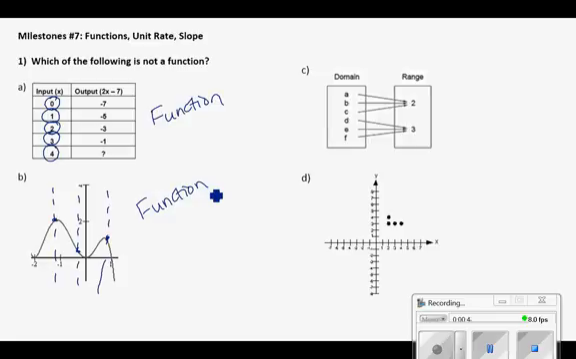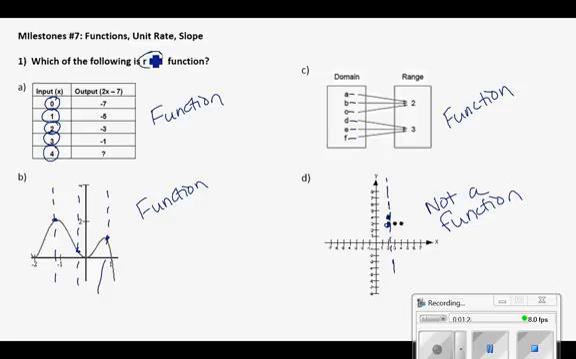Answer choice C. Let's look at all of the places the x values are going, and none of them are going to a different place or more than one place. So this is also a function. Part D, we're going to do the vertical line test as well. And I can easily see the location that causes this to fail the vertical line test. So it is not a function. And if you look at the question, which of the following is not a function? Answer choice D.